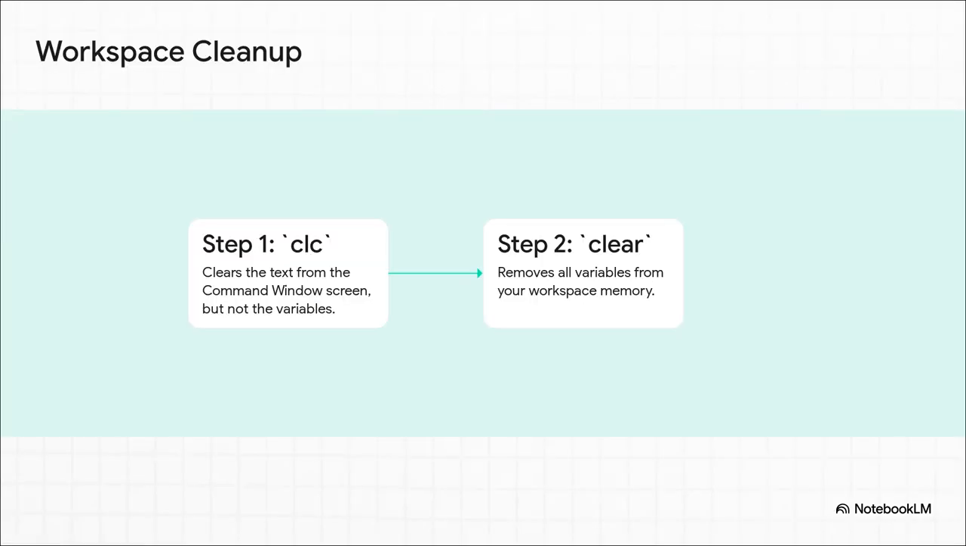And for the ultimate reset, here's a simple 2-step cleanup. First, the command clc, that just clears the text off your screen, like wiping a whiteboard. But your variables are still there in memory. To get rid of those, you use clear. Using both clc and clear gives you a completely fresh start.